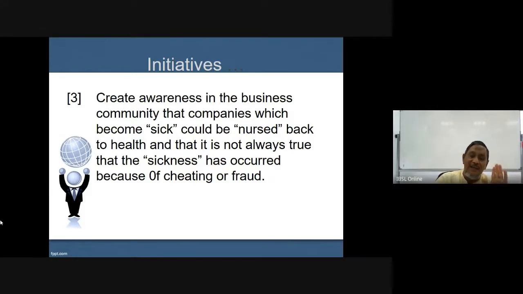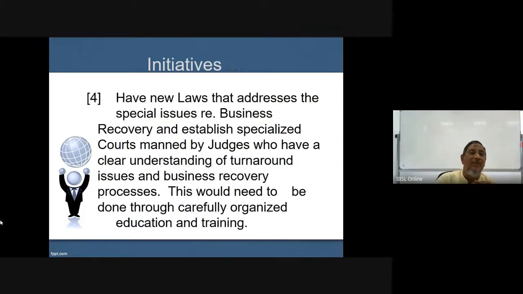If bankers have control over these three areas I mentioned a little while ago, then we may be able to go ahead with the customers. We need new laws that address the special issues regarding business recovery, and specialized courts manned by judges who have a clear understanding of turnaround issues and the business recovery process. This will need to be done through carefully organized educating and training.